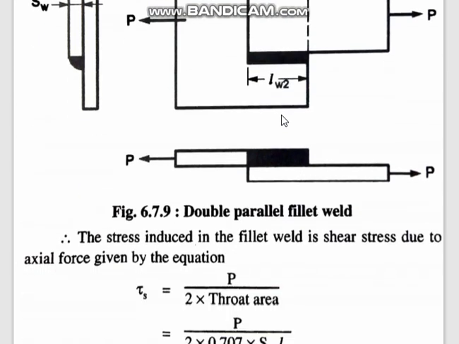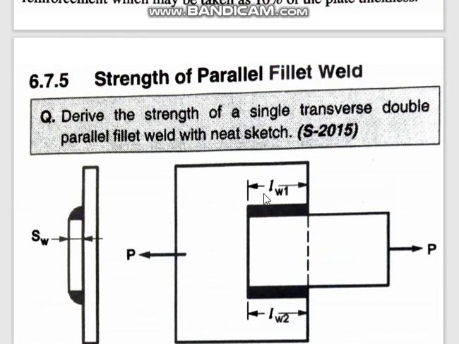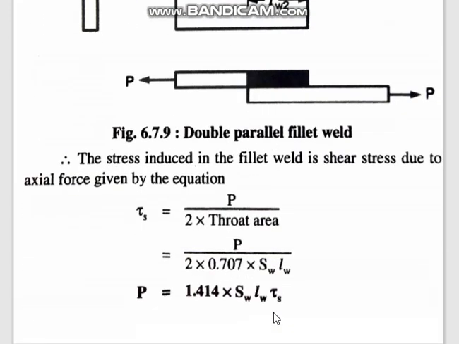Now the throat area. See, what is the distance? On the top we are calling it LW1, the bottom we are calling LW2. Sometimes these two need not be equal. One may be longer, one may be shorter. It is not necessary that we weld the entire length. We can weld even half of it, and we will still be able to find the strength equations.